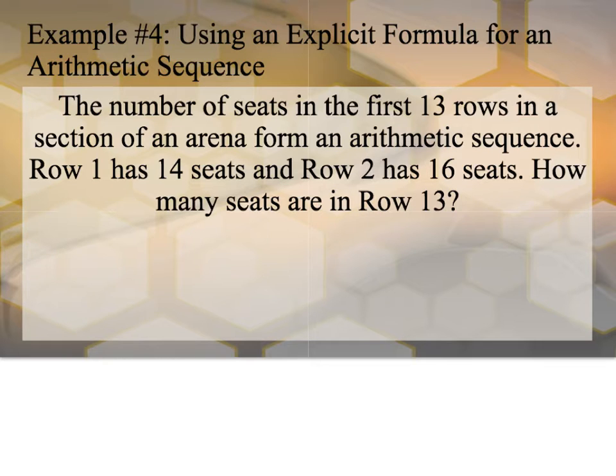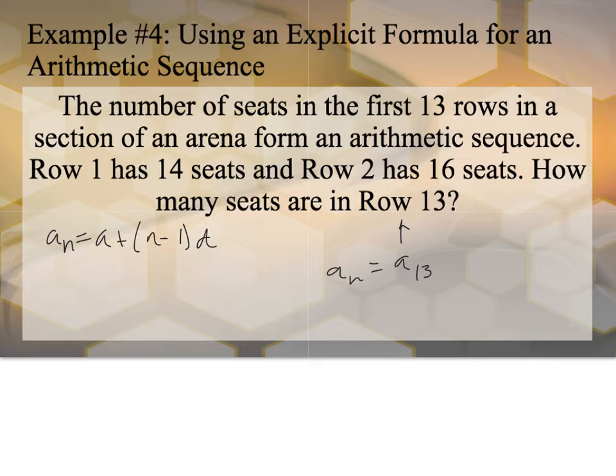So again, using our same equation, right? The equation A sub n equals A plus n minus 1 times the difference. Okay, we need to be sure that we can figure out what each number means. So remember, A sub n is the number at that last term. So in this case, they're asking how many seats are in row 13. So A sub 13 would be what we're looking for, A sub n.